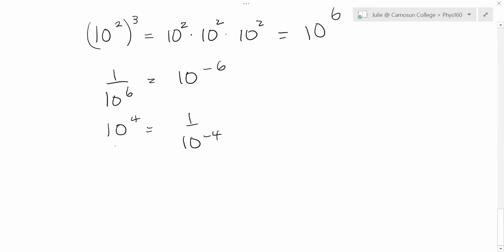When we get to our calculators, just beware that 10 to the 6 is the same as 1 times 10 to the 6. It's not the same as 10 times 10 to the 6, but it's 1 times 10 to the 6. Okay.